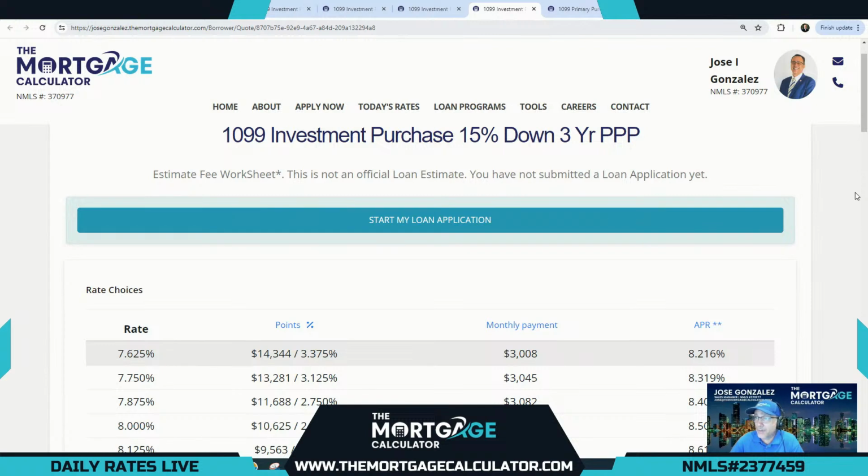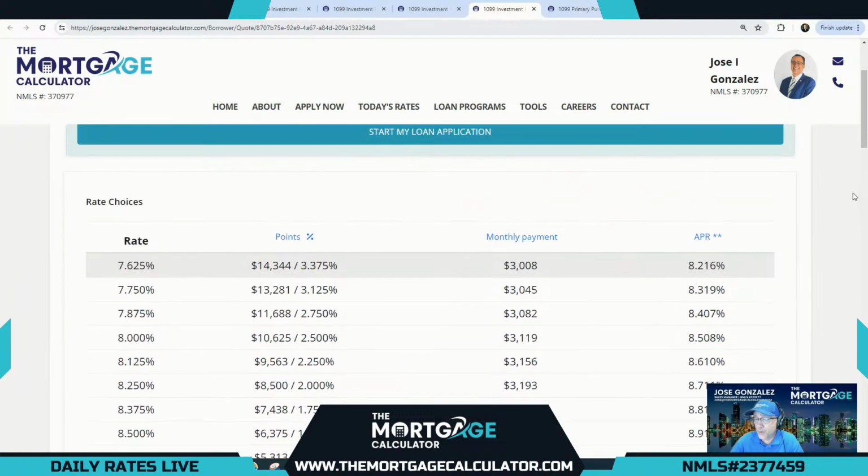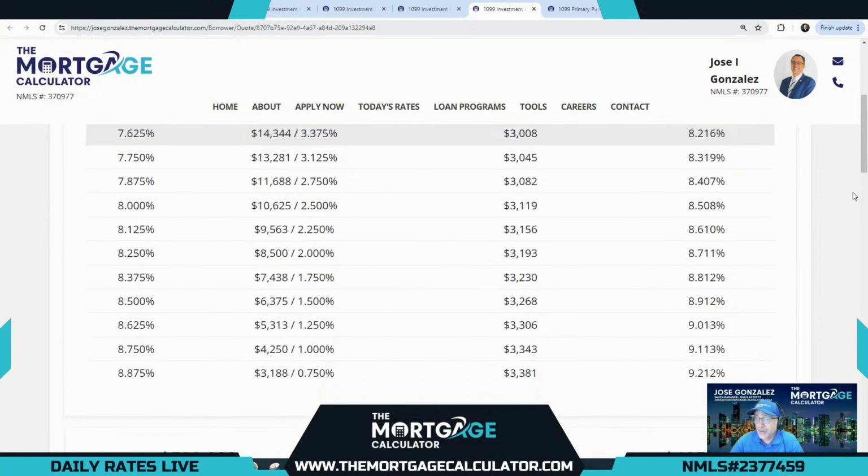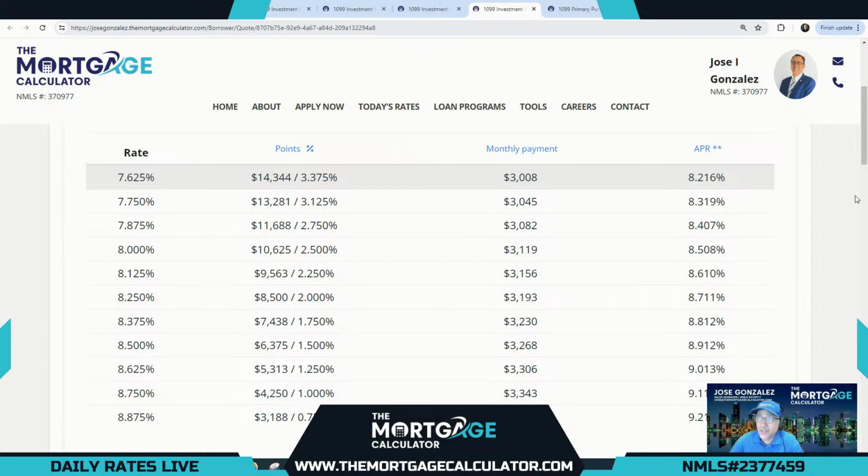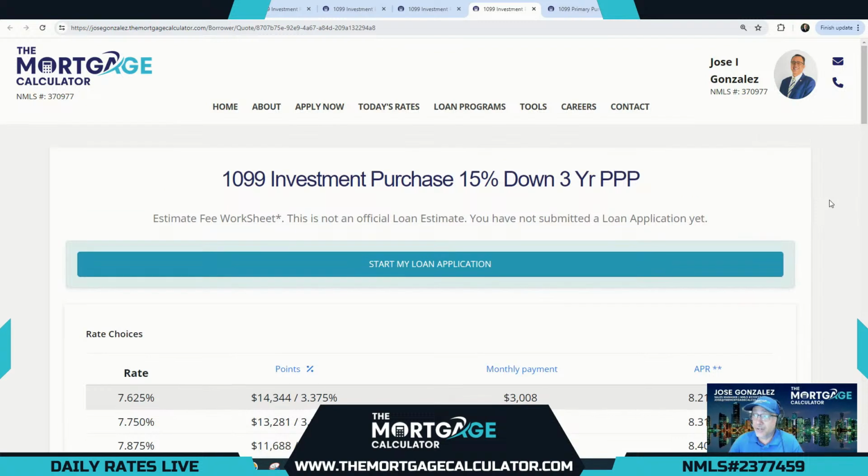15% down is the minimum down payment for our investment property purchases. And you are looking at 8.875% as our lowest cost option, and you can buy that down to 7.625. Now, you will note great rates also, because on the investment property loans, we are allowed to add a prepayment penalty, which gives you a lower cost on the rate.